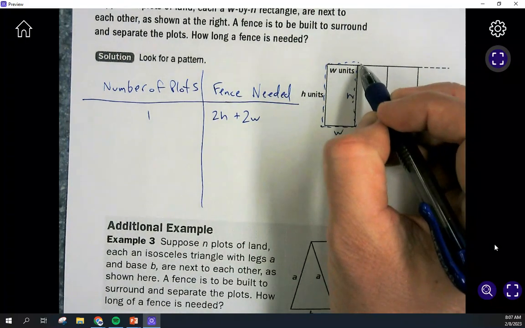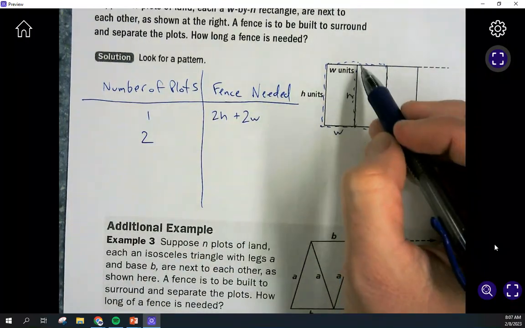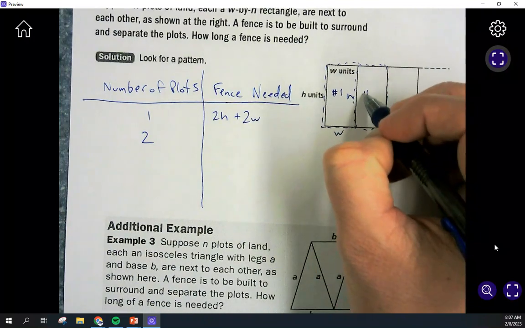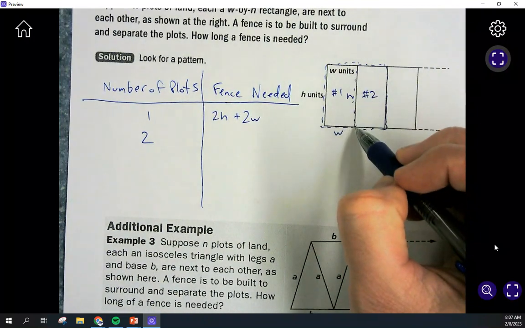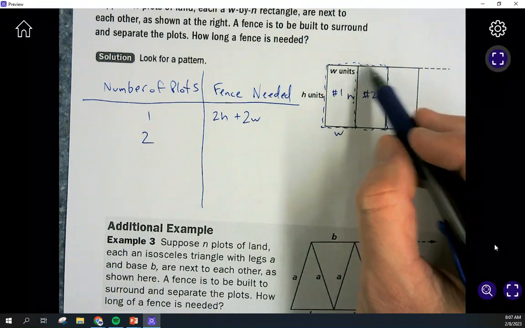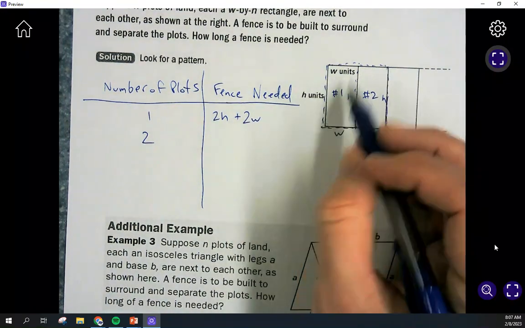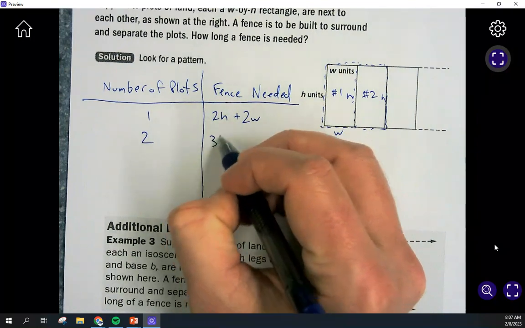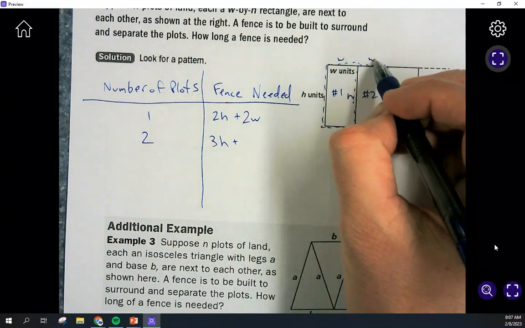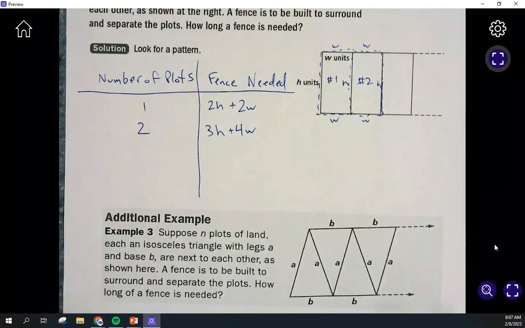But if you take a look, if we're going to now go to two plots, if this is number 1 and this is number 2, one side of that second plot was already fenced. So we're not actually doubling the amount of fence because we don't need to refence this side. It's already done. We only have to do 3 more sides. So I'm going to have this h, and this h. That's 3h, not 4, 3. And I have w, w, w, w. I'm going to have 4 w's.